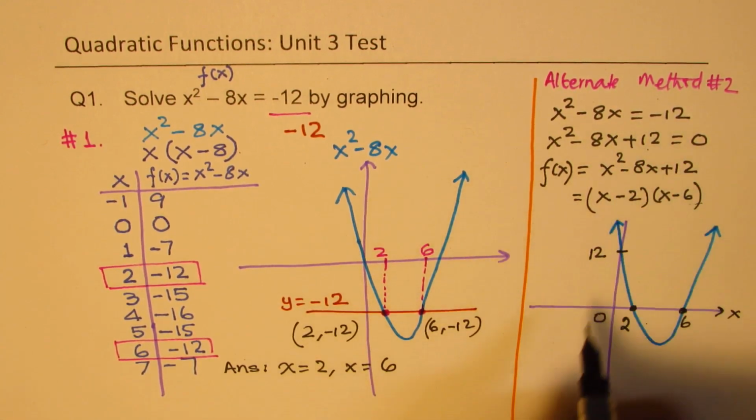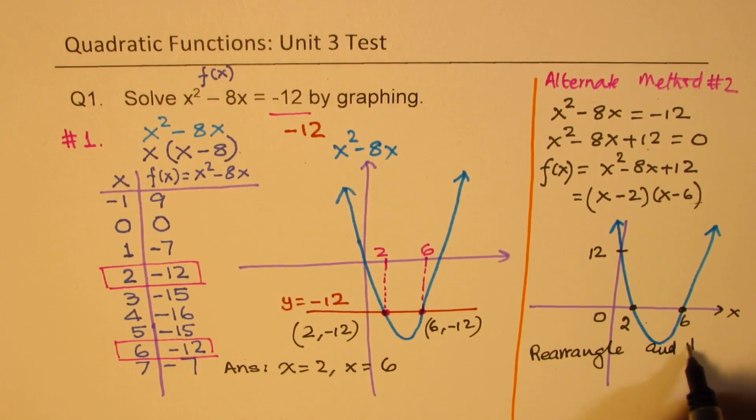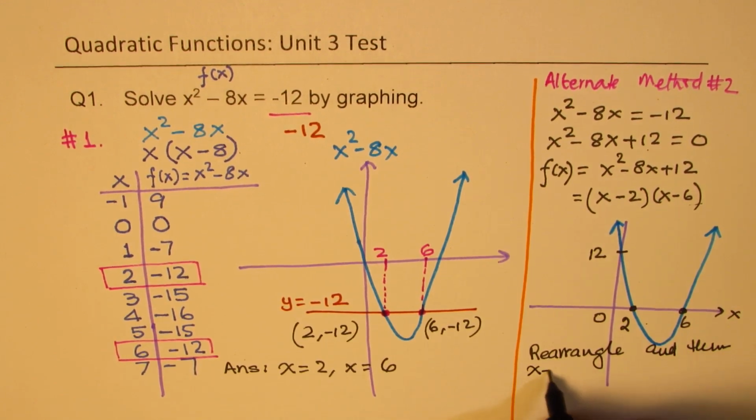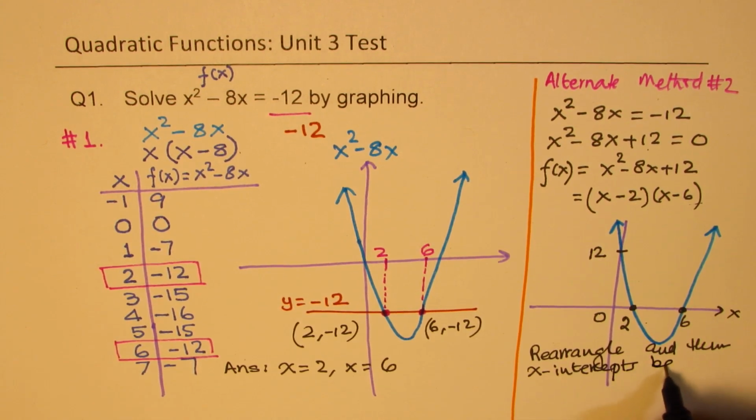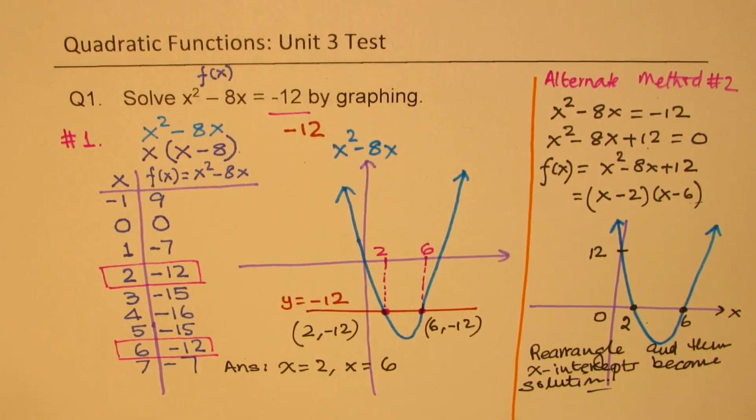So you could actually rearrange, and then the x-intercepts become the solution. So that could be an alternate method of doing it, right? So both are right methods.